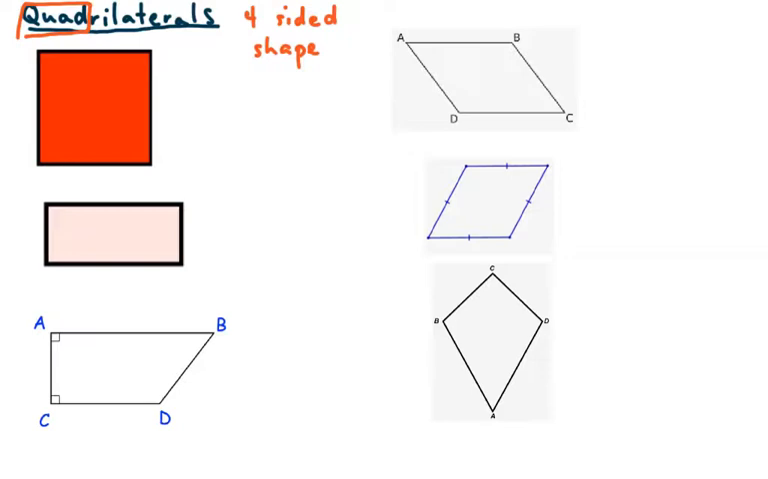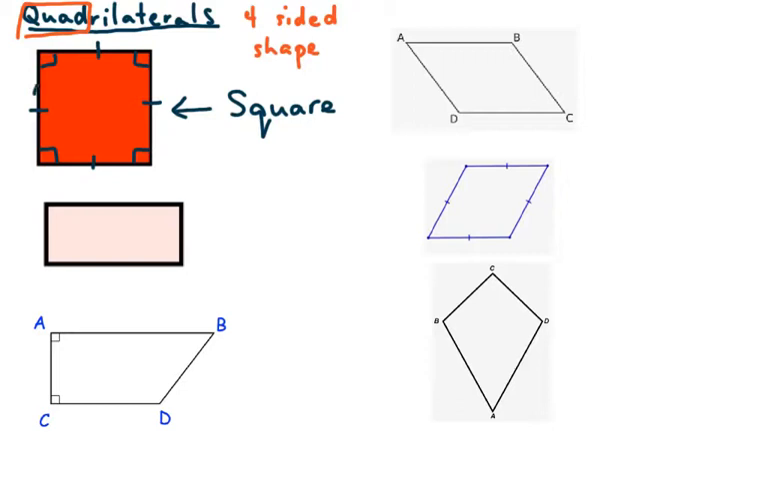So if we take a look at this first picture, which is a square, what do you know about the angles? The angles in a square are right angles. What do you know about the length of the sides? The sides have equal lengths. They're all the same length. And we use these lines to show that. Does it have any parallel lines?